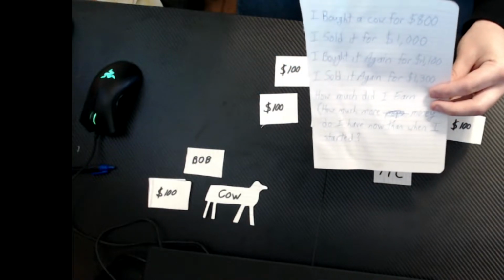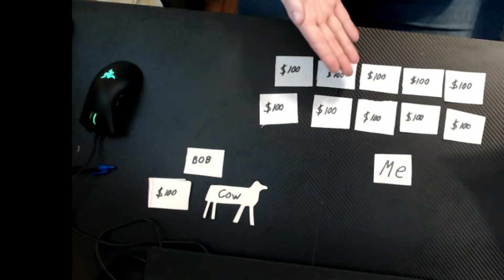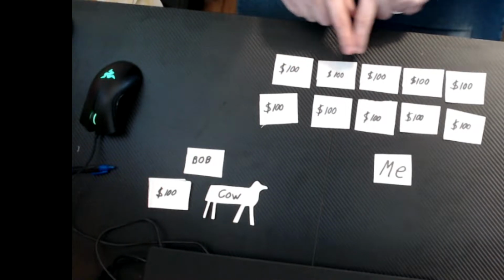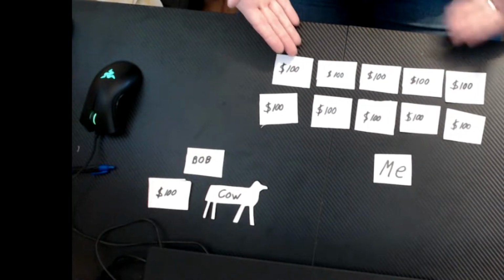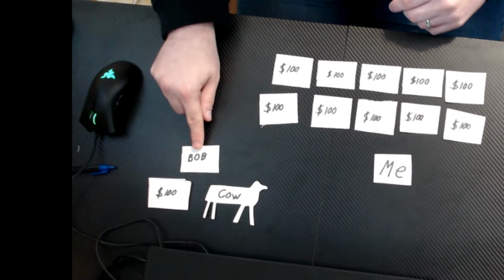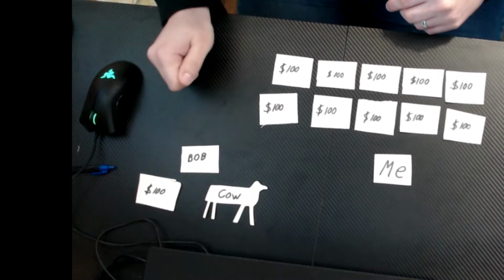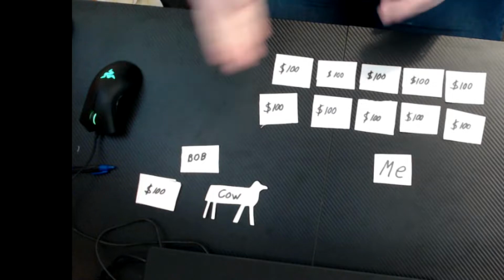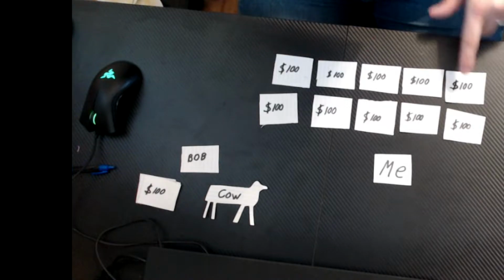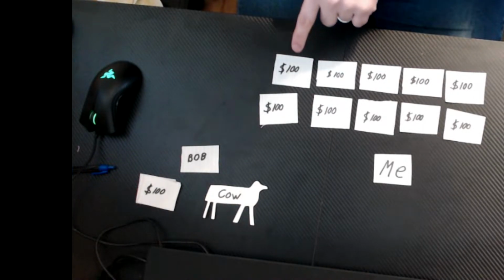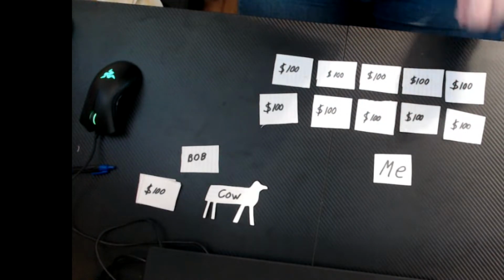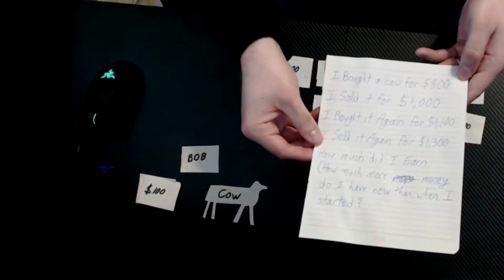So, for the purpose of this problem, I've got it laid out. There's me, and this is my money. See, they're each a $100 bill, and I have $1,000 to start with. This is Bob. Bob is going to represent the person I'm selling the cow to and buying it from. Bob has some money, but how much he has doesn't matter. Okay, so let's do the first step and see how much I earn. Remember, I start with 1,000. 1, 2, 3, 4, 5, 6, 7, 8, 9, 10. $1,000 bills is $1,000.